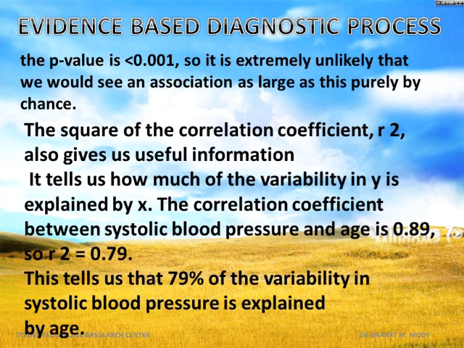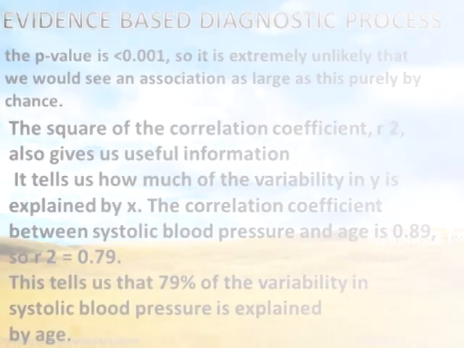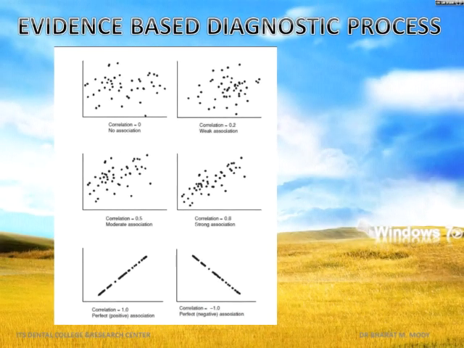Normally what we would do is take the square of the correlation coefficient, that is R square. It tells us how much variability in Y is explained by X. The correlation coefficient between systolic blood pressure and age is 0.89, or R square is 0.9. This tells us 79% of the variation of systolic blood pressure is explained by age. There might be other reasons also, but 79% is because of age. So whenever you are treating a patient, you know that age is a factor to be considered when you are giving treatment for blood pressure.